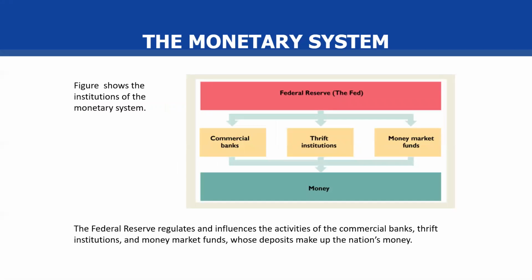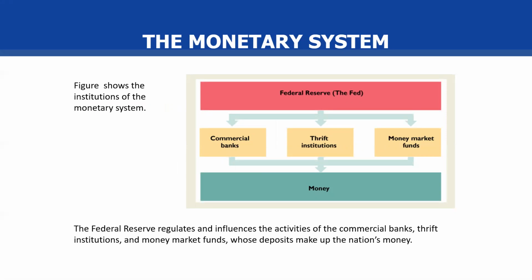So this is the monetary system, if you want to visualize it. We have the Fed at the top, and then we have all these financial institutions like commercial banks, thrift institutions, and money market funds, which are actually in charge of circulating money in the economy.